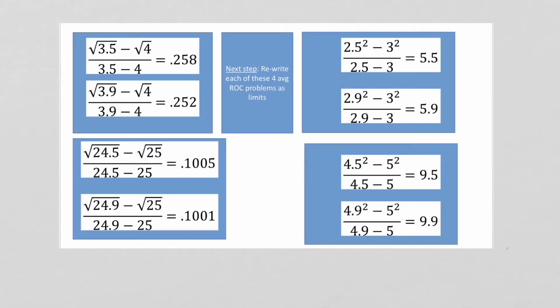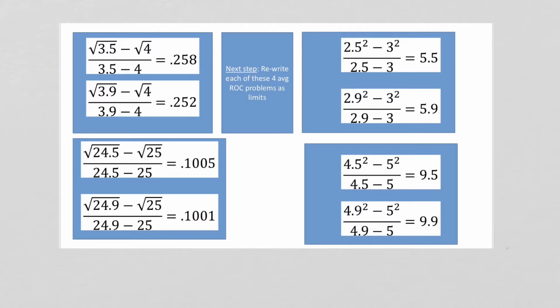So we left off in class by calculating these different average rates of change for the function square root x and for the function x squared. This actually gives you a chance to check your answers. So you should have this work in your notebook somewhere for you to check.